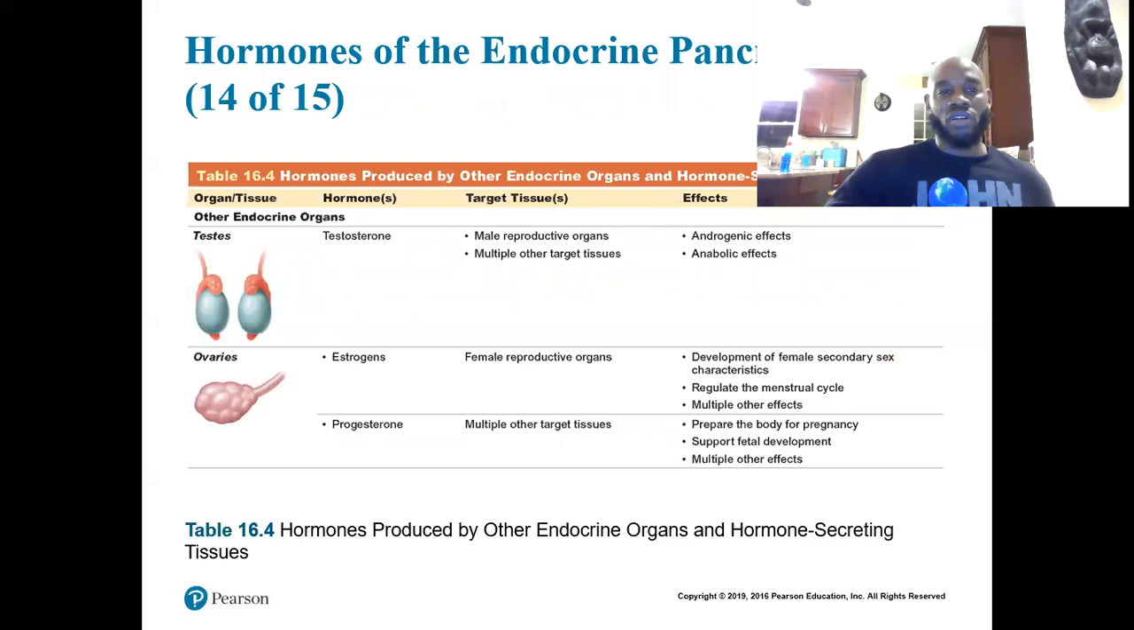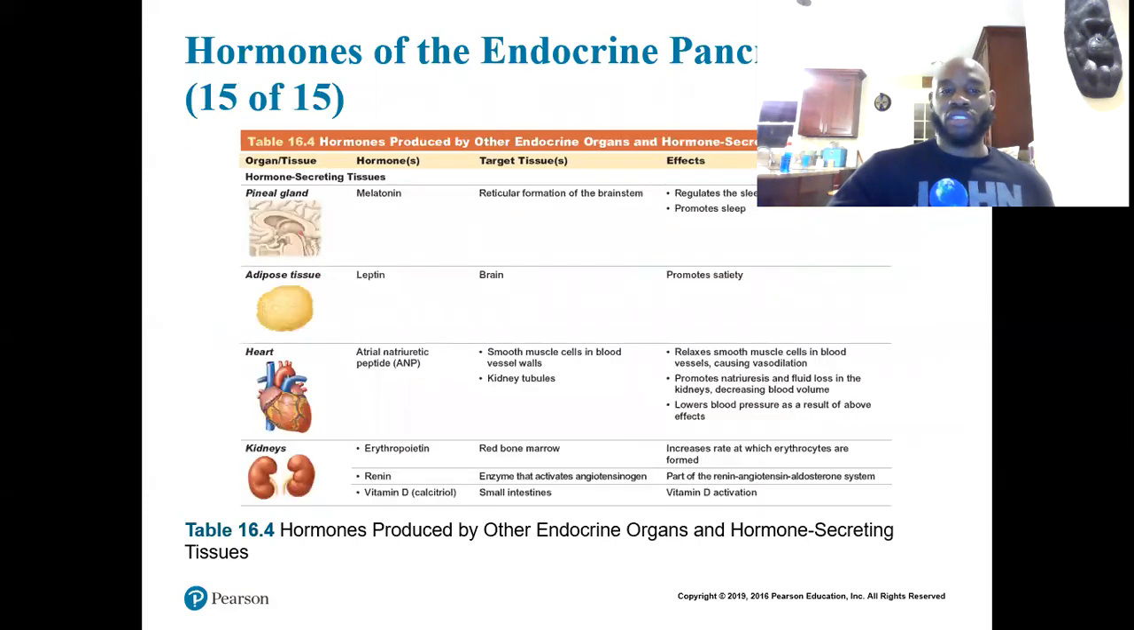And these are just charts pulling all those together, the different functions of these other endocrine organs. That is the end of this chapter.